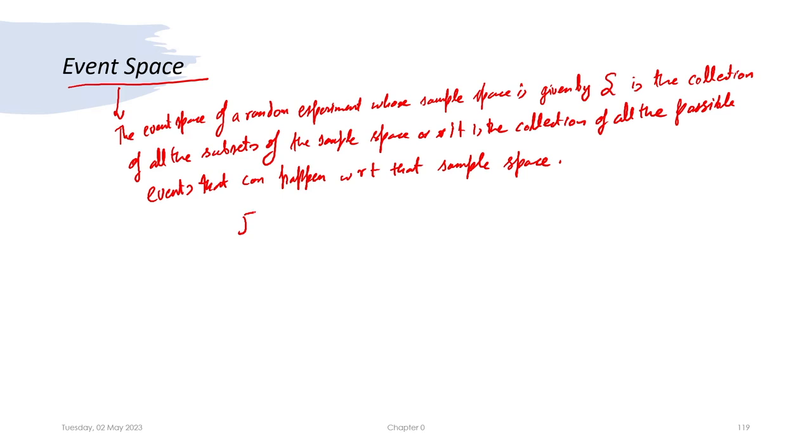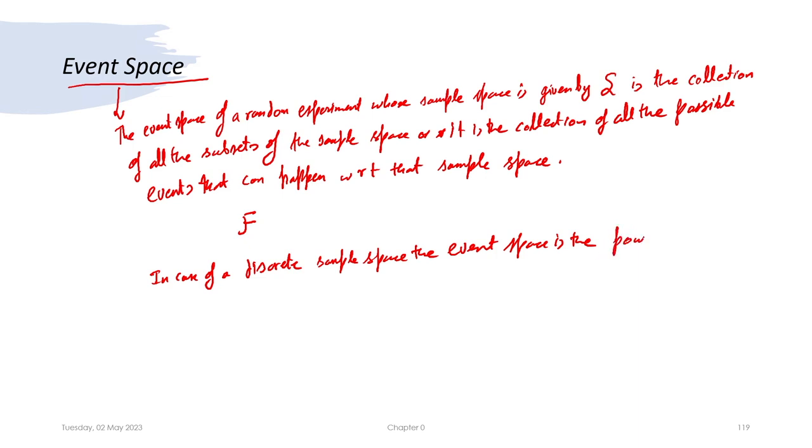So this is how you define the event space. In case of a discrete sample space, the event space is the power set of the sample space, which is straightforward.